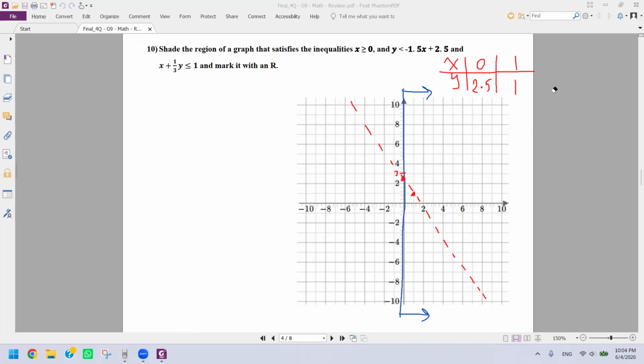Now, as you know, I need to know the direction. Is it up or is it down? Choose an easy point, 0, 0. Put 0 here and 0 here. Is it true that 0 is less than 2.5? It is true. So the region goes toward the point 0, 0. So now, where's the accepted region? It's here.